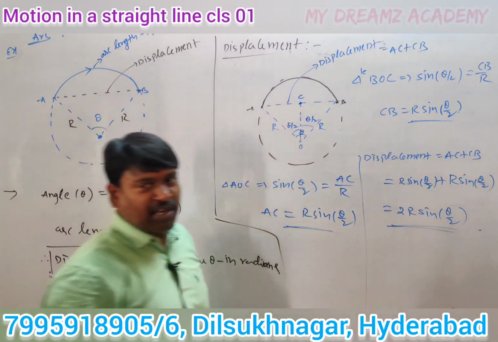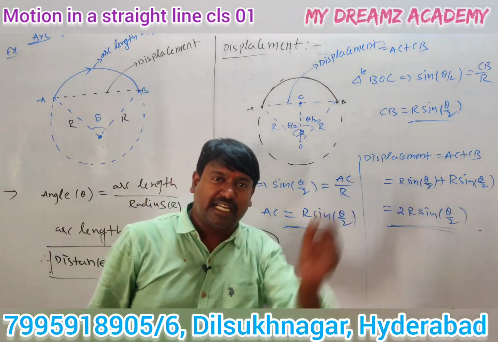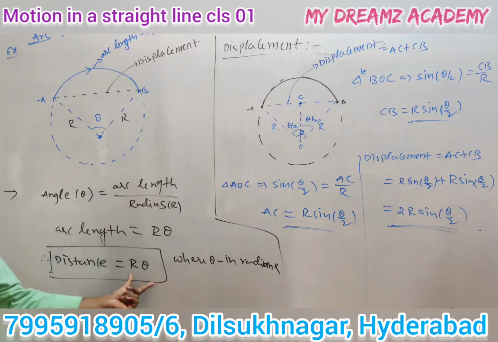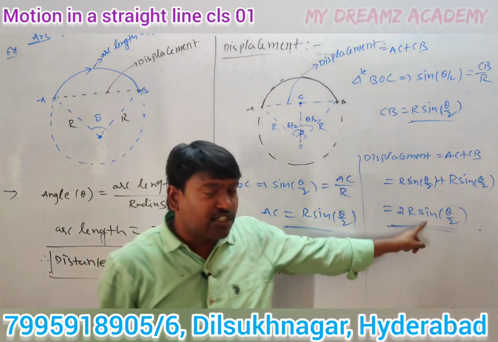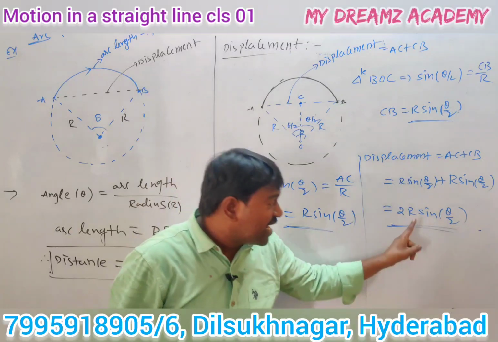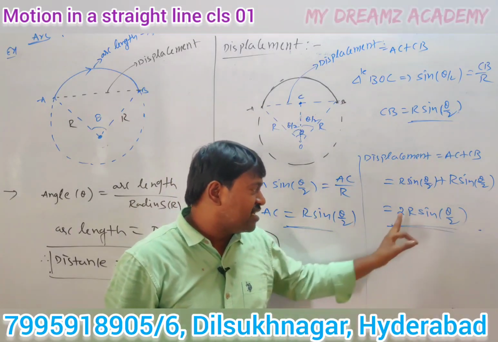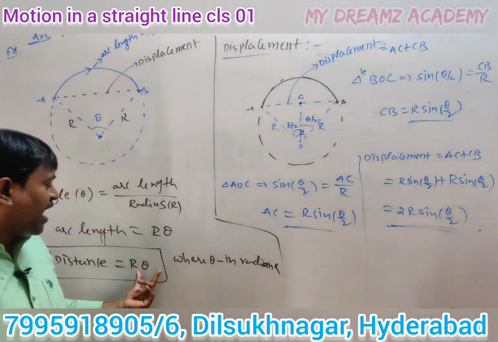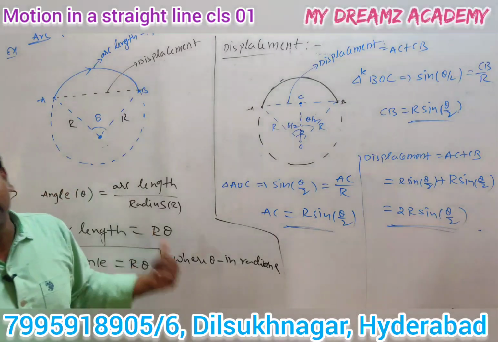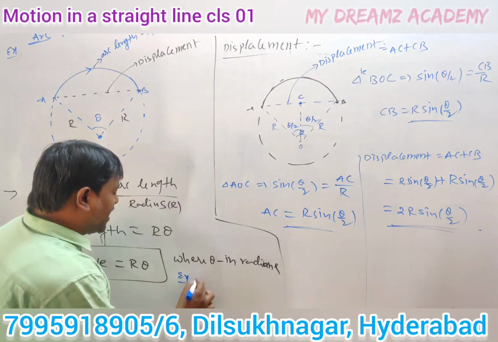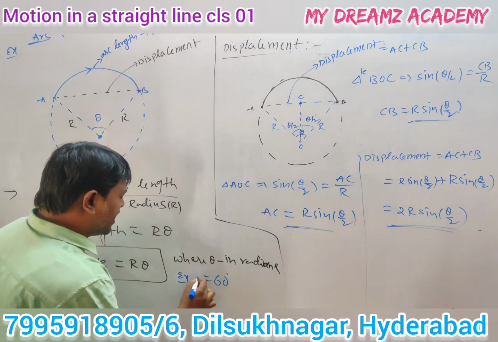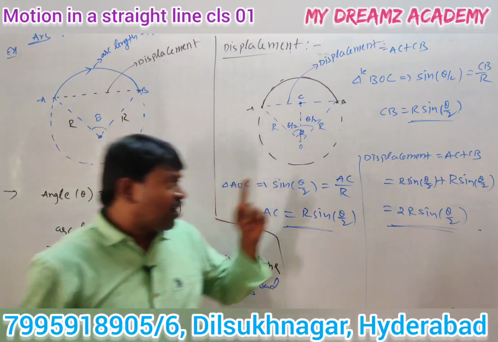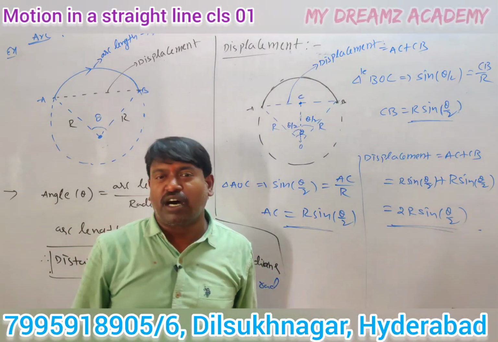Remember this formula directly. When the body is moving in an arc of radius r and it makes an angle theta, what is the distance? Distance formula is r theta and displacement formula is 2r sin theta by 2. Here r is the radius of the arc and theta is the angle made by the arc. The distance formula is r theta, where theta is considered in radians. For example, theta equals 60 degrees; the theta value in radians will become pi by 3 radians. The displacement covered by the body is 2r sin theta by 2.